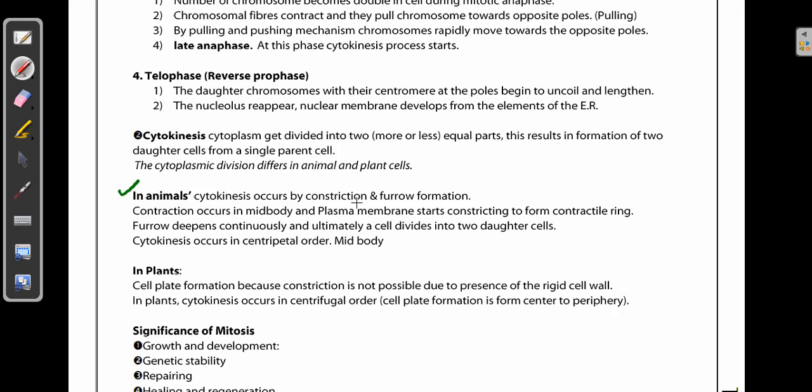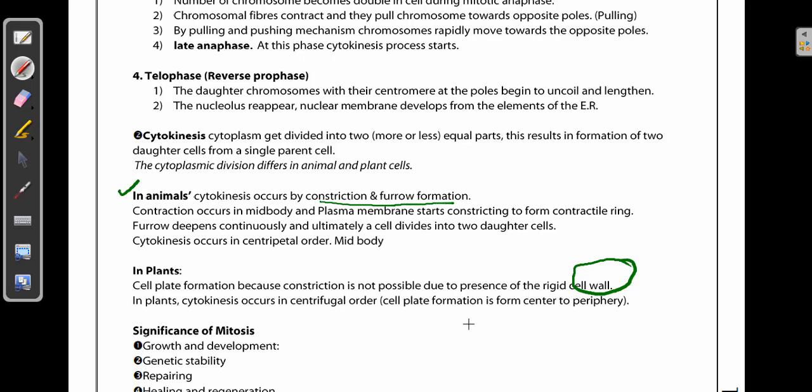So when you look at the animal cytoplasmic division, it goes with a method called constriction and furrow formation. The constriction is going to divide the cell into two major parts, and then you can see two daughter cells are formed. But a similar method cannot be applicable for plants. The reason is we have a strong boundary called the cell wall. So this rigid cell wall won't allow the plant to go for constriction or furrow formation.